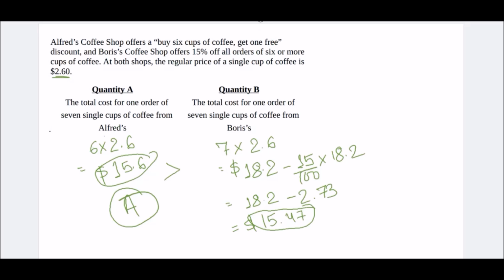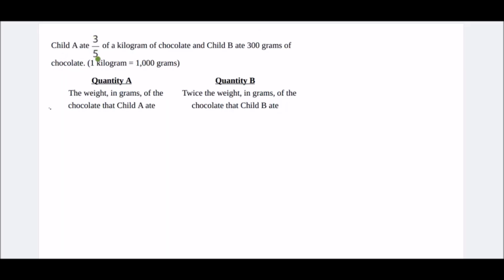Now move on to the next question. Child A ate 3/5 part of a kilogram of chocolate, and child B ate 300 grams of chocolate. It's given 1 kilogram equals 1000 grams. For quantity A, we have to find out the weight in grams of the chocolate that child A ate, and for quantity B, twice the weight in grams of the chocolate that child B ate. It's already given child B ate 300 grams, so we have to double it. It becomes 2 into 300 grams, that will be 600 grams.